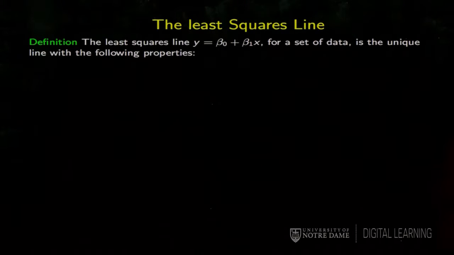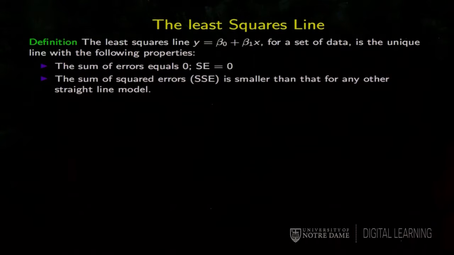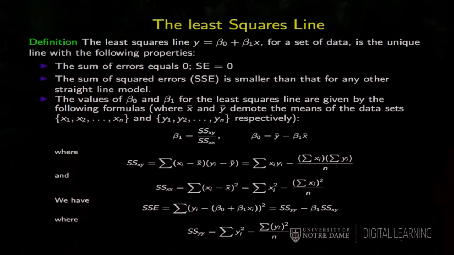By definition, let's just recap. The least squares line, y equals beta naught plus beta 1x for a set of data, is the unique line with the following properties. The sum of the errors is 0, so all of the errors cancel out when you sum them. And the sum of the squared errors is at a minimum. So that's smaller than the sum of the squared errors for any other straight line model you might come up with for your data. I can give you formulas for beta naught and beta 1, but in the next section you're going to see how to use Wolfram Alpha to find these coefficients.